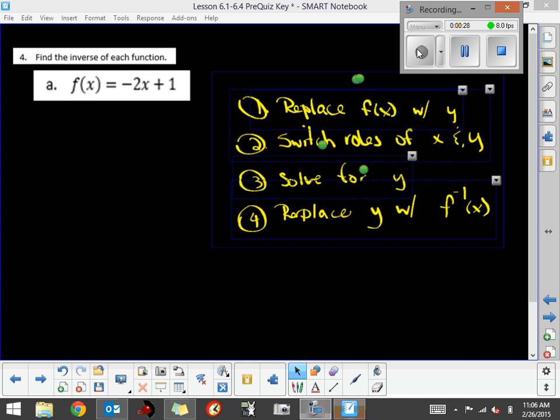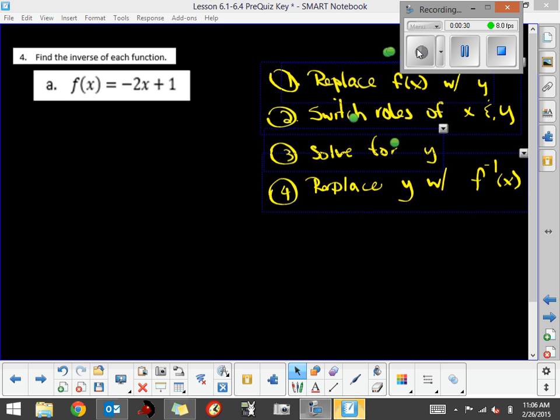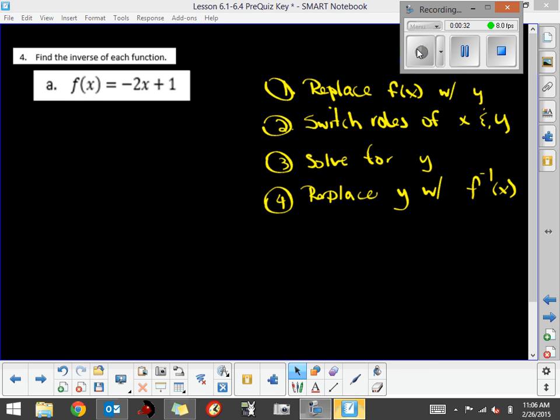These rules here, the first thing we do is we replace f of x with y. That's more of a convenience for us so that it's easier to operate on y than it is f of x. So y's are your outputs just as f of x's are, plus 1.